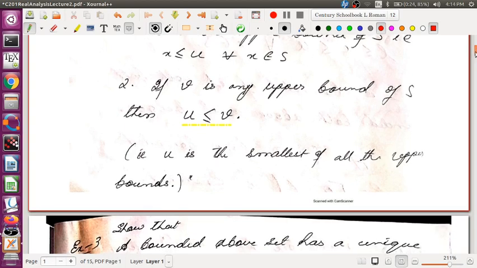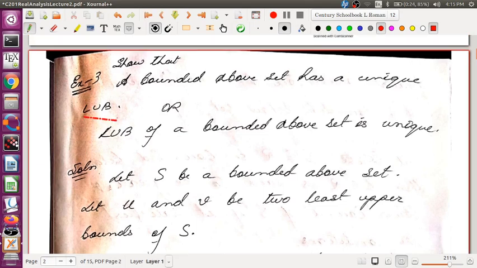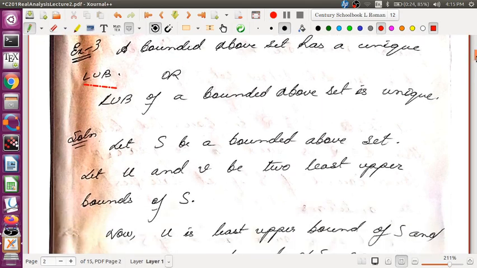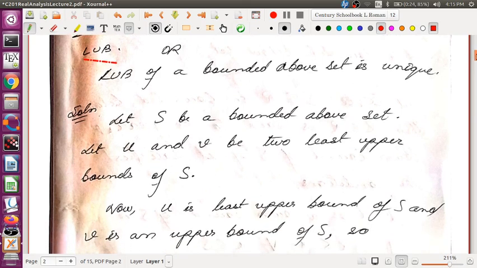Okay, so we will show that the least upper bound of a bounded above set is unique. There is one and only one least upper bound. So we can always say the least upper bound instead of saying a least upper bound, because there is only one least upper bound. So this is the exercise: the least upper bound of a bounded above set is unique. Okay, so how to show this? It's very simple, just arguments based on the definition.